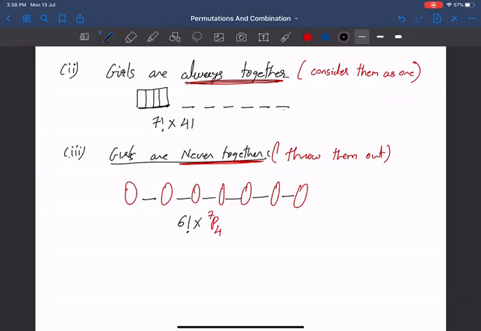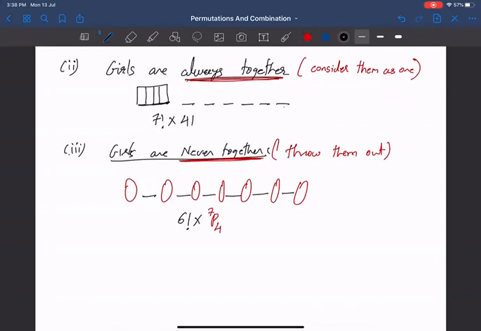ठीक है. So girls are never together. ये केस हो गया. Number 4, girls are never together also means all girls are never together. No, also means no 2 girls are together.